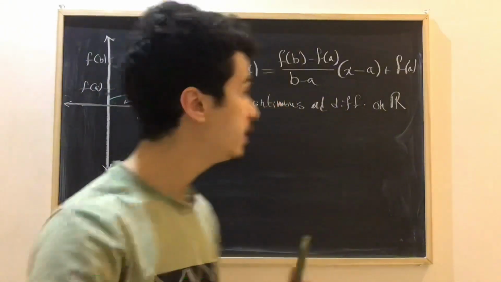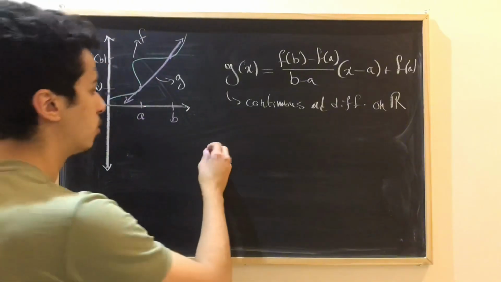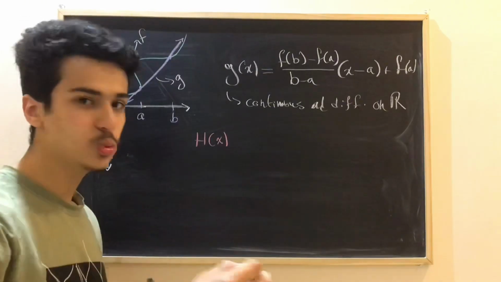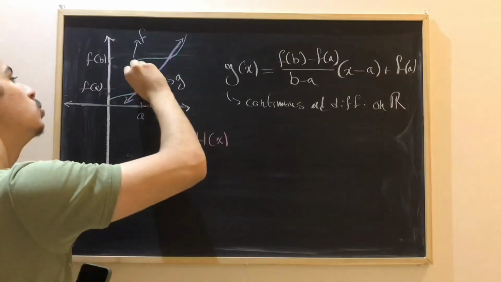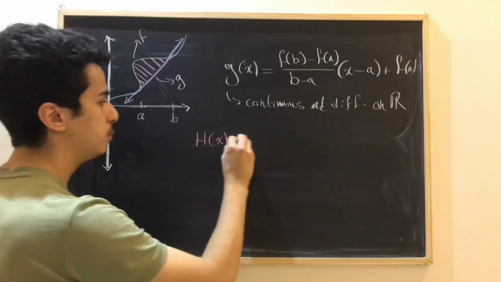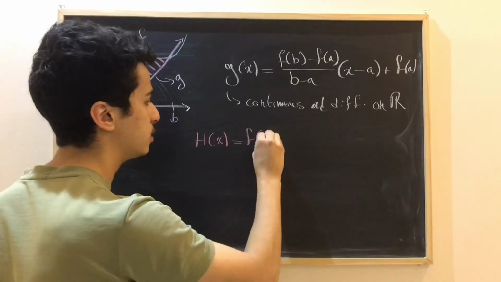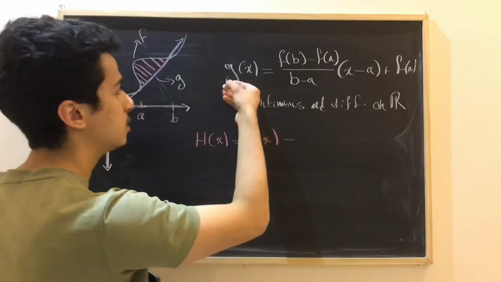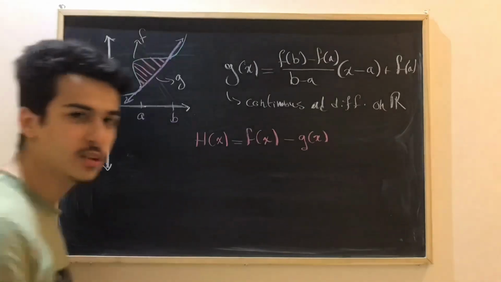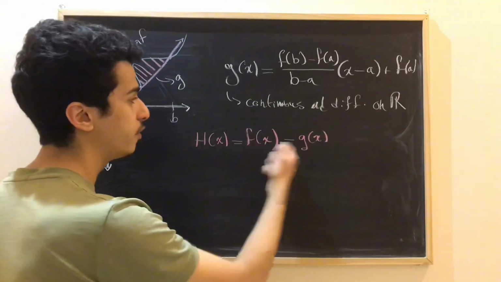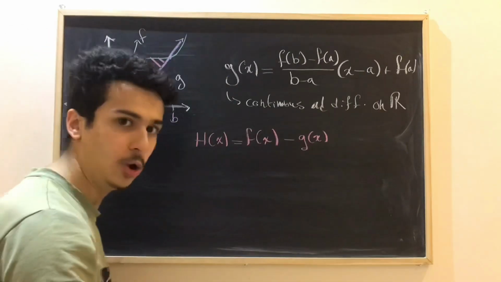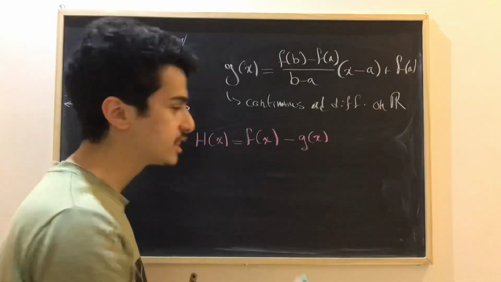Now we're going to create a very special function. We'll call it h of x. And h of x will represent the height between the two functions, well, the function and the line. And so h of x will be f of x minus g of x. And notice here that h of x is a difference of two functions that are continuous on the closed interval, differentiable on the open one, and so it itself has these properties.